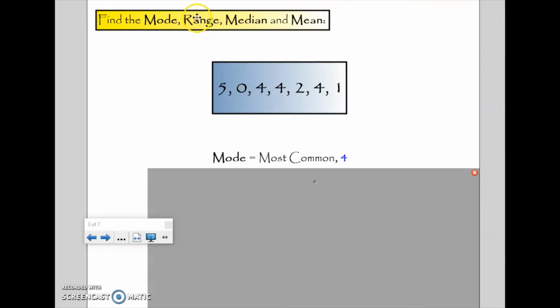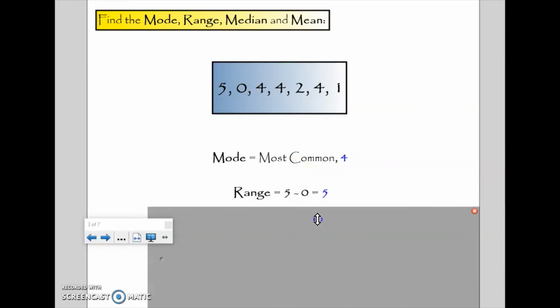To work out the range, we take the highest value, which is 5. We take the smallest value, which is 0. We do a subtraction. So the range of the data, the spread of the data in this question is 5.